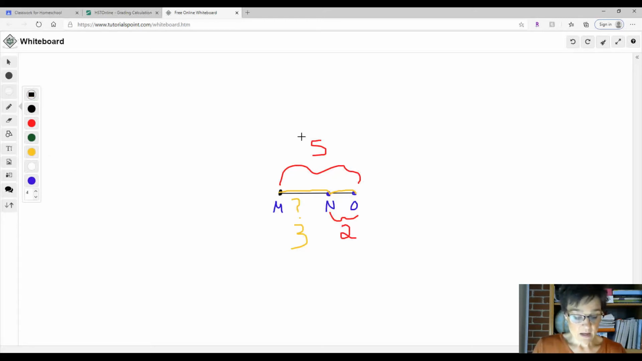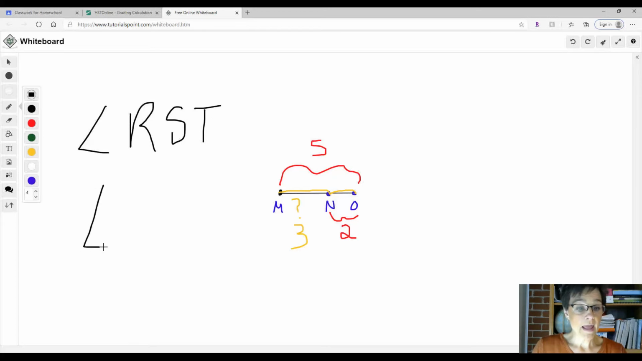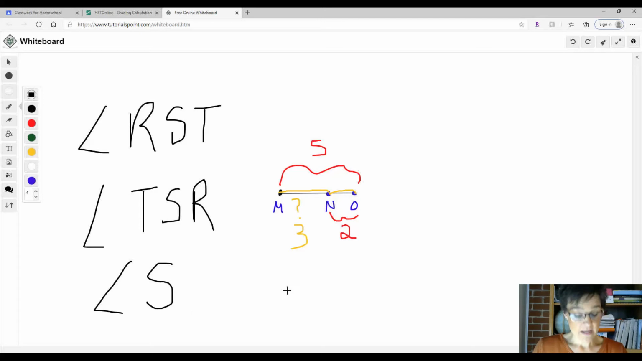Okay. Number 7, name this angle. Okay, well, you see there's an R, there's an S, and there's a T. Remember what part of the angle must be in the center? The vertex. So you could name it angle R, S, T, or angle T, S, R. There's one more name. You could also name it by the vertex, angle S. One of these, it doesn't matter, any one of those.